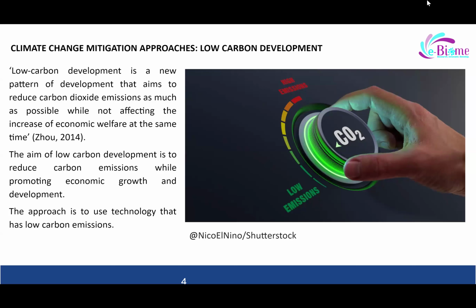For example, let me give you one typical example, electric vehicles. Electric vehicles are used for transport.